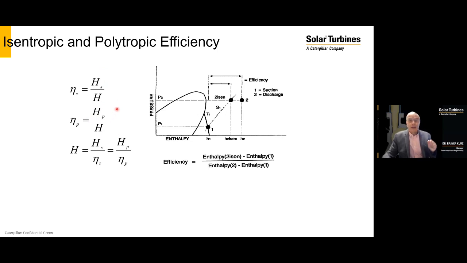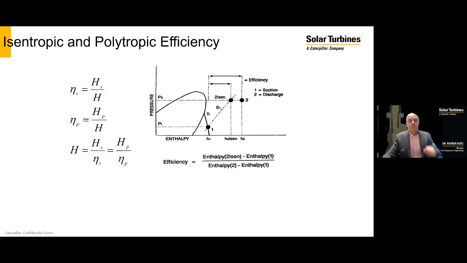And I will not go into details in the definitions. It's just a different type of work that I use as a reference. I do want to point out, though, that the actual work is the part that directly translates when I multiply it with the mass flow. That directly defines the power that I need for the compression.